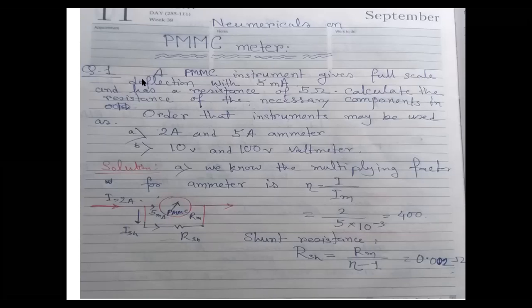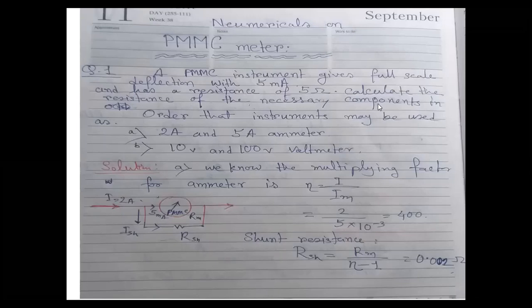Now this is a numerical. A PMMC instrument gives full scale deflection with 5 milliampere. Guys, one of you just asked me a question: sir, how could I understand the Im? Look, here the full scale deflection current is denoted by Im. Okay, full scale deflection is Im. And it has a resistance of 5 ohm. So meter resistance Rm is 5 ohm.